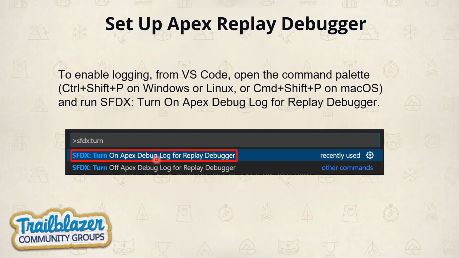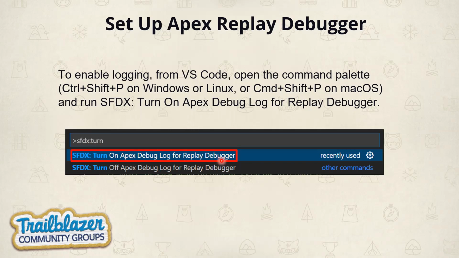That is called Turn On Apex Debug Logs for Replay Debugger, right? This is the turn off. You first have to turn on this Apex Replay Debugger, otherwise you will not get this information or result regarding my debug log, right? So SFDX colon Turn On Apex Debug Log for Replay Debugger. You have to click this one. Once you install that extension, you will see this, otherwise you will not see it. So please keep this in mind.